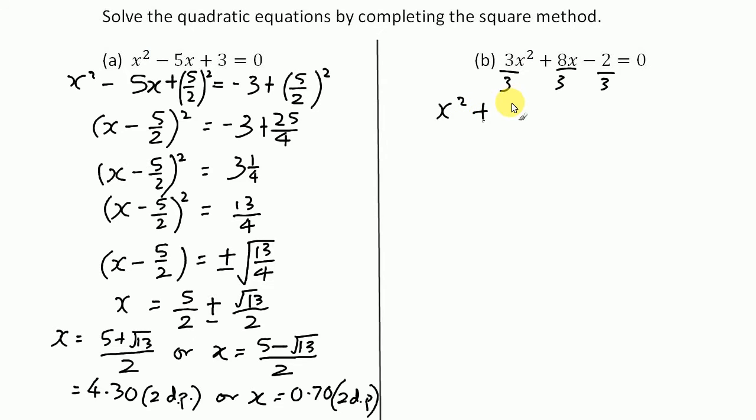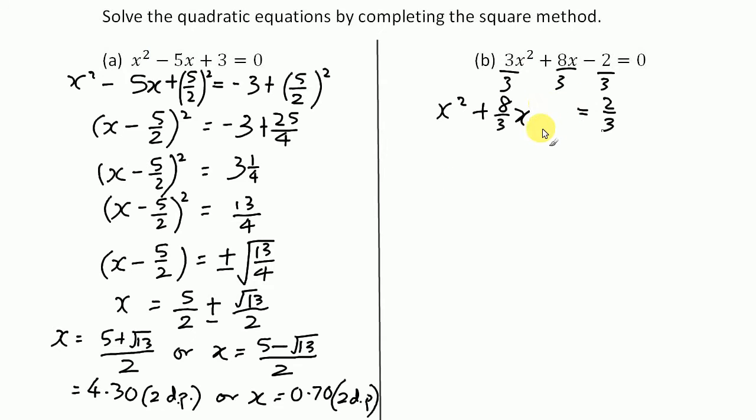plus 8 over 3 x minus 2 over 3. Now the minus 2/3, if brought to the right side, will give us plus 2 over 3. Plus 2/3 on the right side.